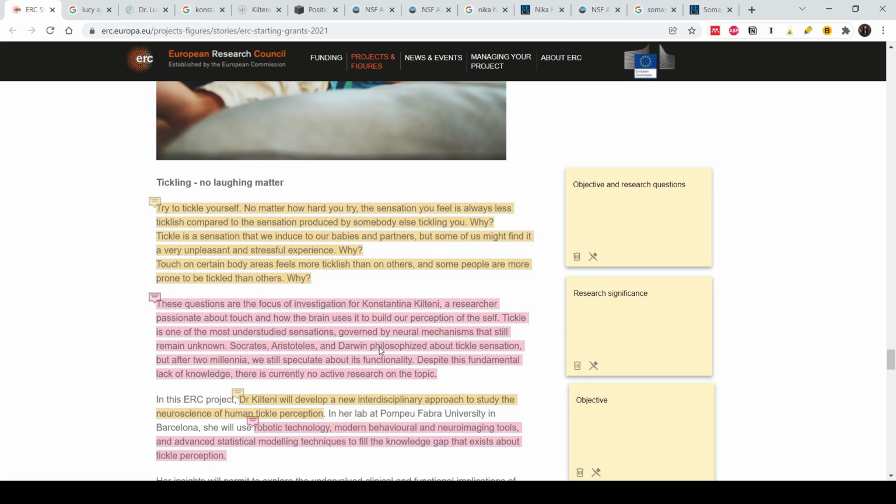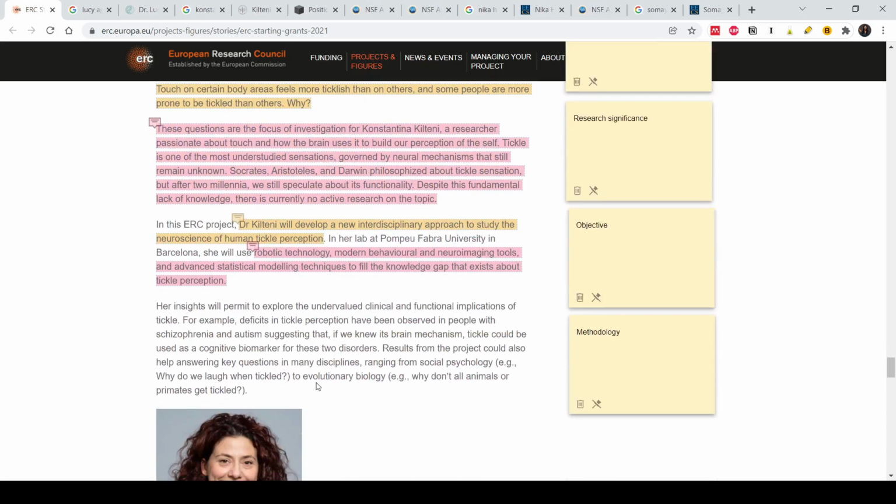So in this project, Dr. Kioteni will develop a new interdisciplinary approach to study the neuroscience of affective touch perception. So that's the objective. How does she want to do this? She'll use robotic technology, modern behavioral and neuroimaging tools, and advanced statistical modeling techniques to fill the knowledge gap that exists about tactile perception. So she wants to study tactile perception. She wants to use robotics and modern behavioral tools.